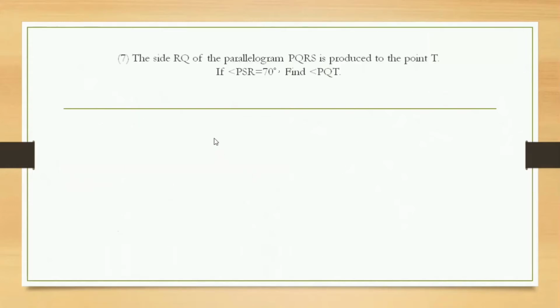Now let's see another question. If the side RQ of the parallelogram PQRS is produced to the point T, and angle PSR equals 70 degrees, find this angle PQT. The figure is like this. Look here, this is 70 degrees, and we have to find this PQT, this outside angle. How to do it? Look here.